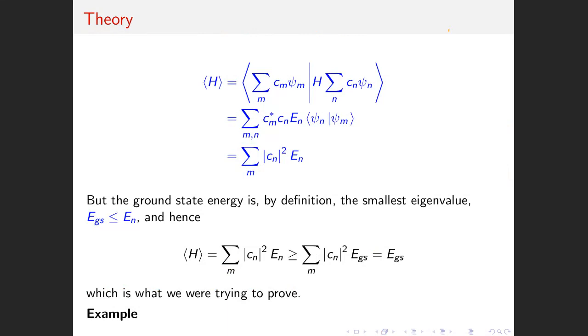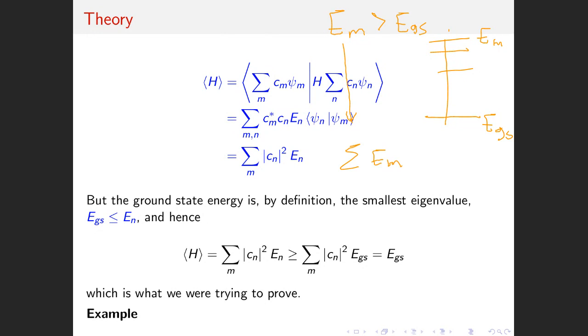Yeah, I think I've written it there. Is everyone happy? If you have the ground state, any other mth one, or the 43rd one, it's always higher by definition. So Em is always bigger than E ground state. And then I just take the sum.